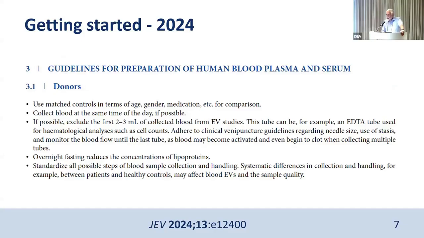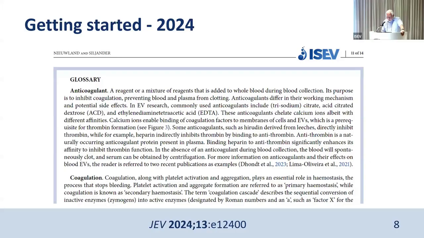But one is we updated all the guidelines. And for example, this is one of the parts showing how to prepare human blood plasma and serum. But we also have a glossary. One of the things I noticed, or we noticed, also as reviewers of papers, is there's always a lot of miscommunication about terminology when people are talking about anticoagulants or whatever. So we have a sort of glossary here trying to explain all commonly used terms, etc.